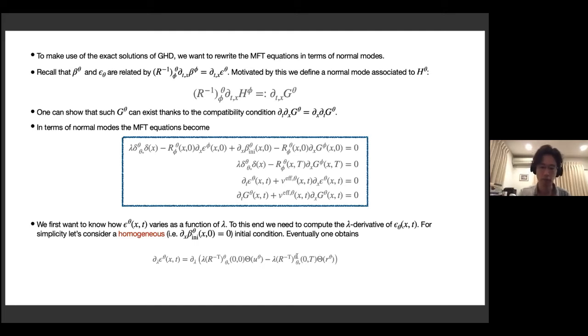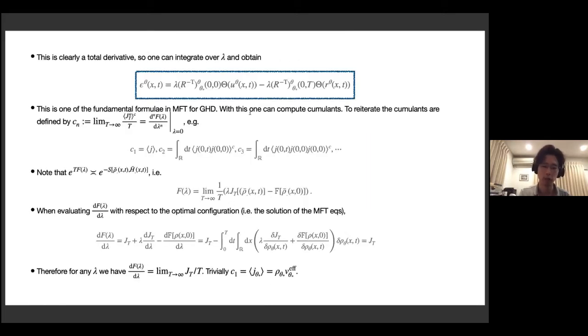Maybe this is not really intuitively clear, but this is a total derivative apparently. On the right-hand side, you can integrate over lambda and you get this kind of expression. And this can be used to calculate cumulants, lower cumulants at least, where just to recap, the cumulants are given in this way. I mean, just the Taylor expansion coefficients of the f of lambda.